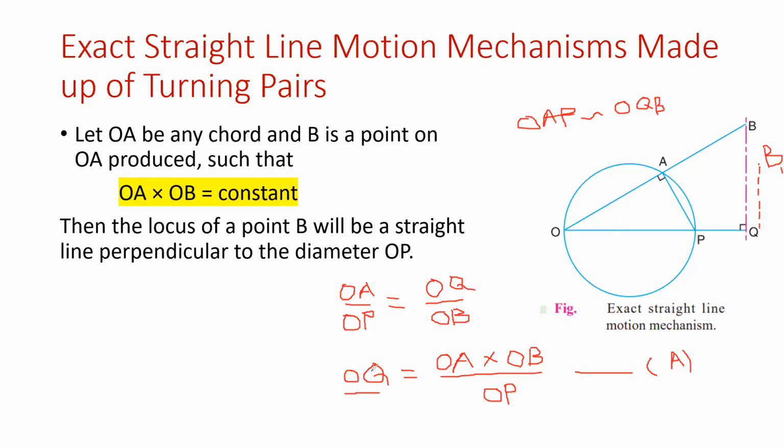Are you getting it? Yes, sir. OQ should always be constant. Now as per the equation, OP is nothing but the diameter of the circle, which means OP is constant. As OP is constant, to keep OQ constant, this product OA into OB must be constant. If you can maintain this product OA into OB as constant, then you will achieve a straight line motion. It is nothing but the chord extended in such a way that the product OA into OB is constant.